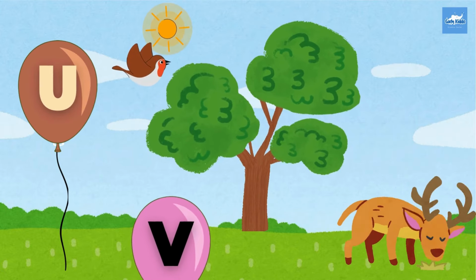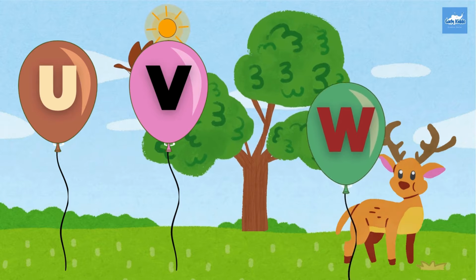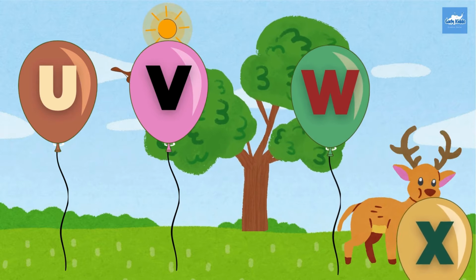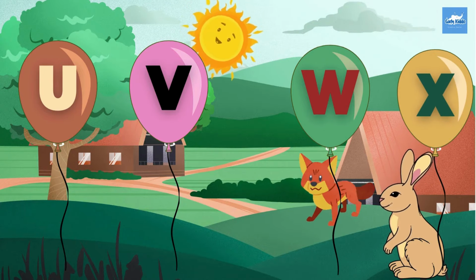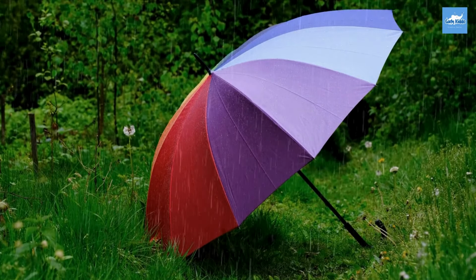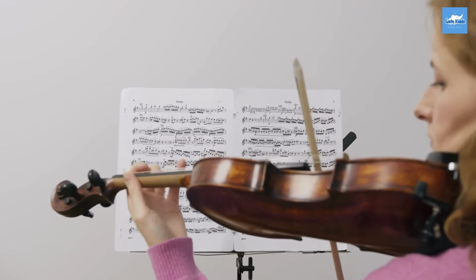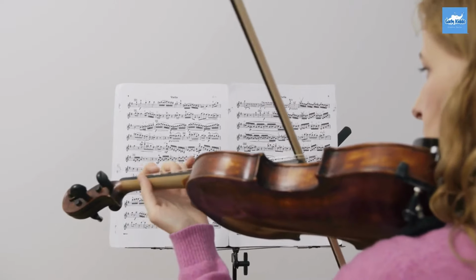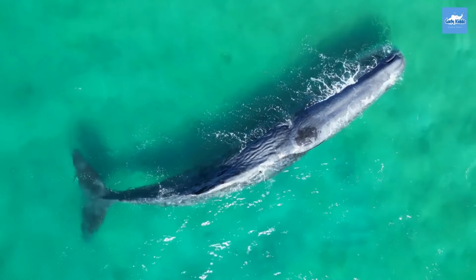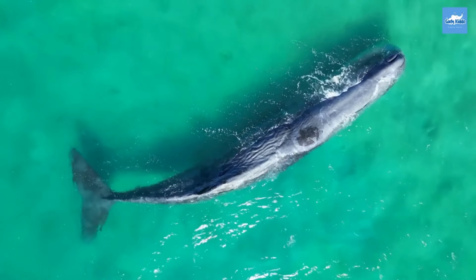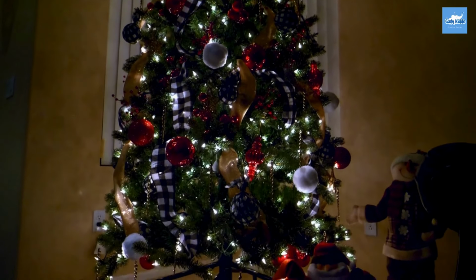U. V. W. X. U for umbrella. U for umbrella. V for violin. V for violin. W for whale. W for whale. X for Xmas tree. X for Xmas tree.